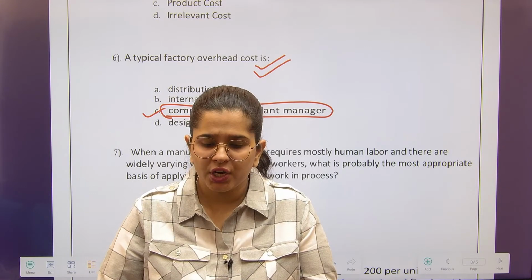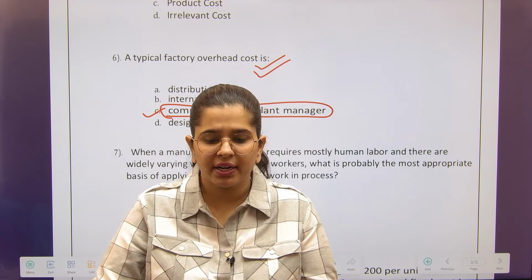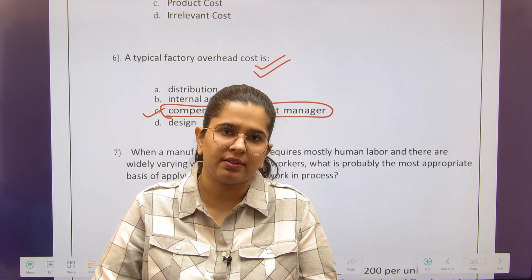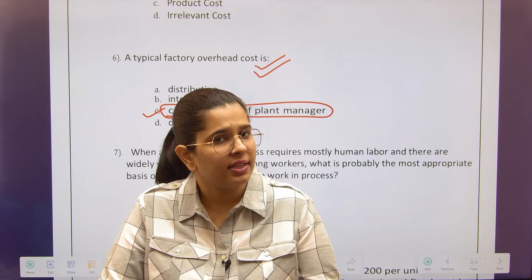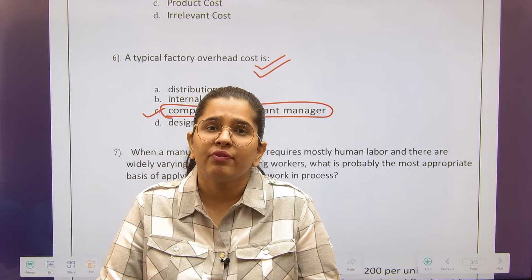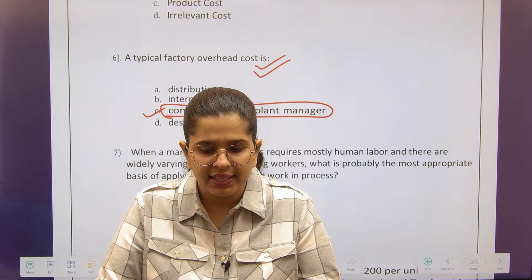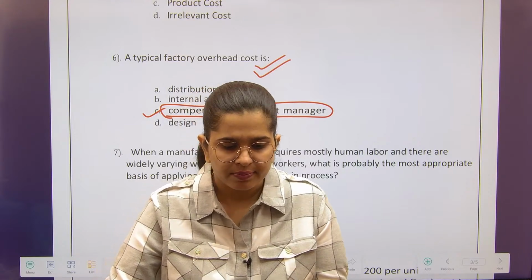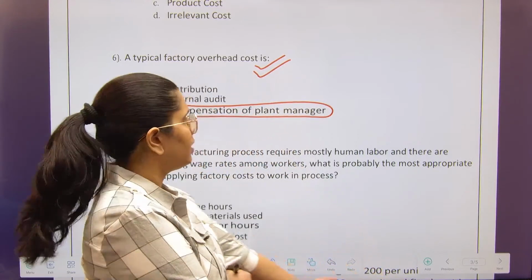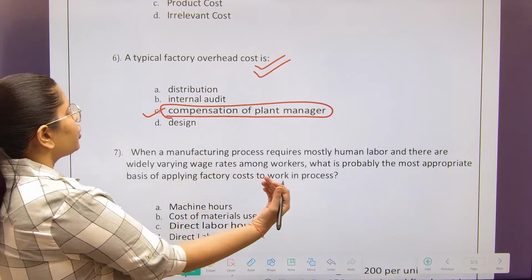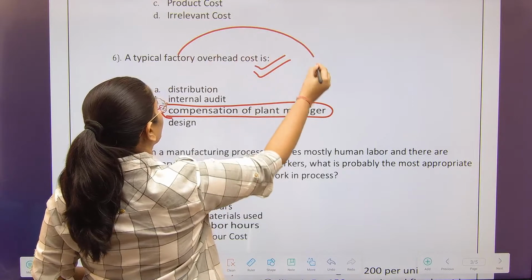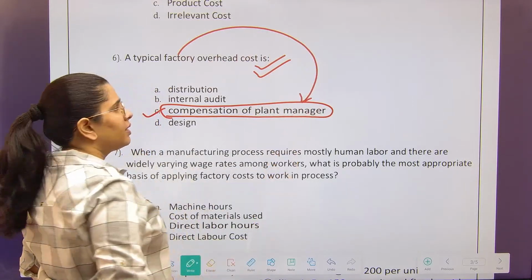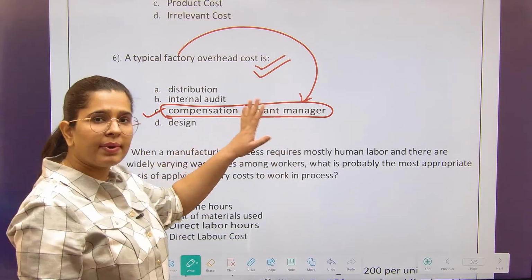So what do you think, that change in technology would be classified under what type of cost? Tell me. If I ask you to classify in these types of overheads, then in which kind of overhead will you classify that change in technology? So compensation of plant manager, yes, plant manager working directly in factory, right? So this will be here.